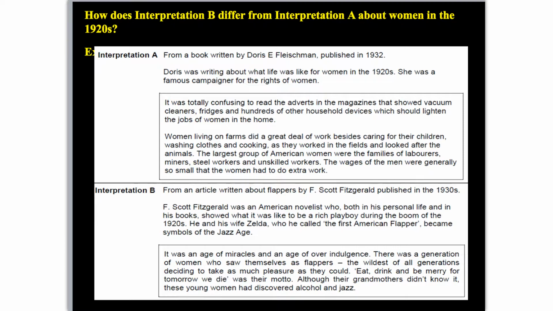So probably the best thing to do is to actually look at a particular example. And as you can see at the top here, we have the question: how does interpretation B differ from interpretation A? And then it gives you the focus of the question, as I mentioned to you, about women in the 1920s. So we're looking for differences between the 2 sources in terms of women in the 1920s. Now, because the first 3 questions are all surrounding these particular 2 interpretations, it's well worth reading both of them very carefully before you actually read the questions.